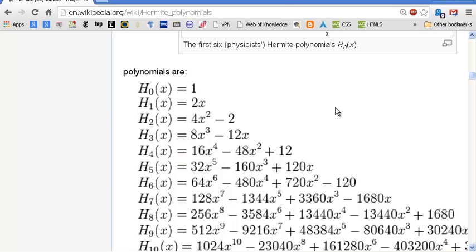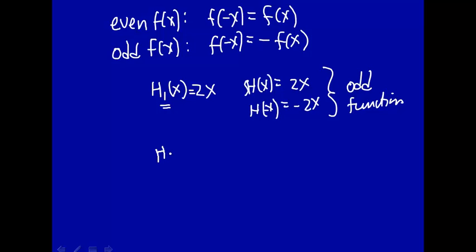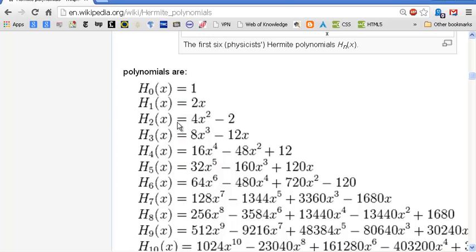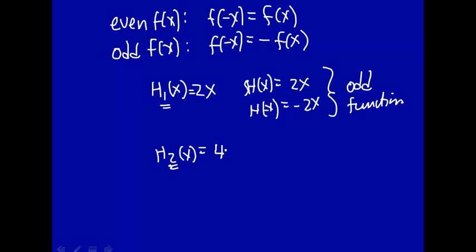Okay. Let's look at H_2 of x. So H_2, where now we have an even quantum number, of x, that was equal to, short memory here, 4x squared minus 2. So H_2, we'll just do it right here. H_2 of minus x is 4 times minus x, you replace x with minus x, squared, minus 2.